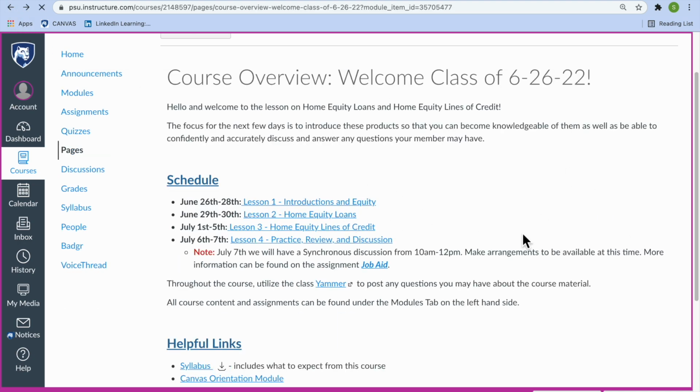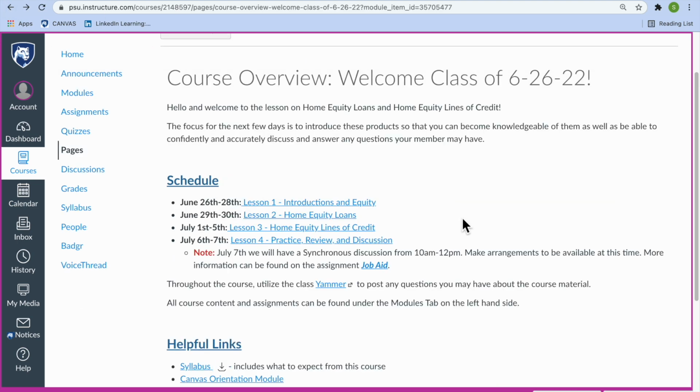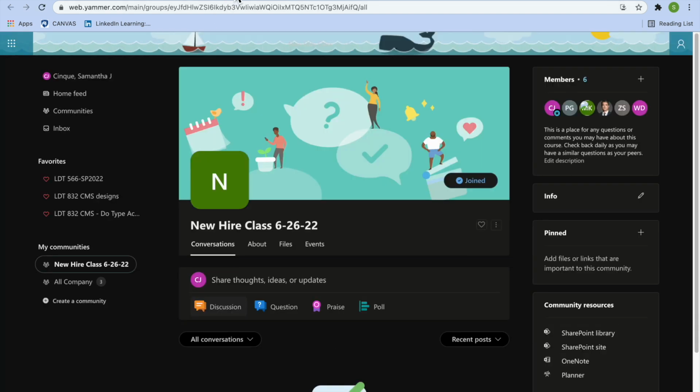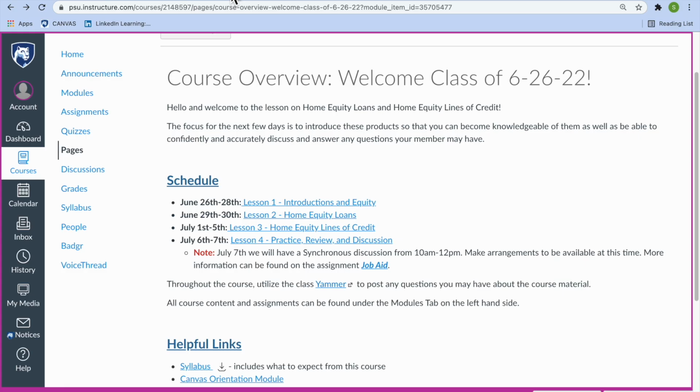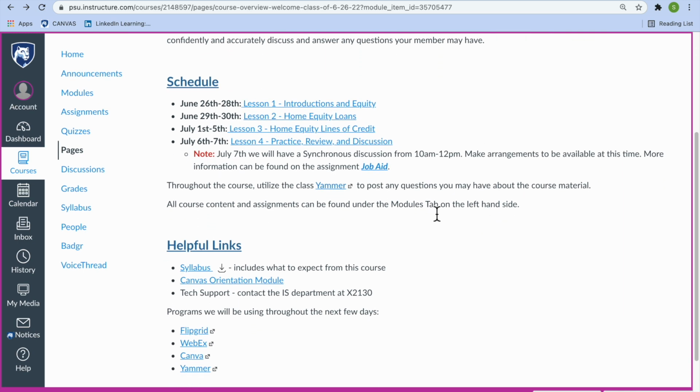The first page is showing the overview of the course so that the learner has an idea of what will be covered over the next few days. It also includes helpful links to help the learner navigate pages and prepare for the technology that will be utilized throughout the course.